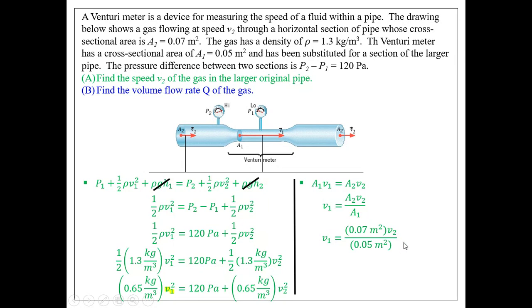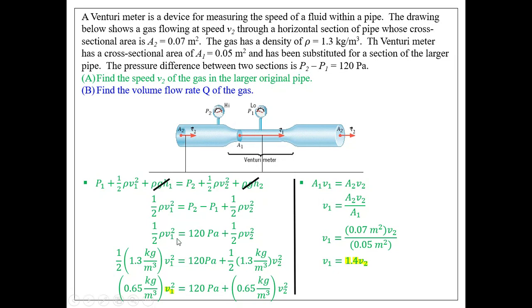V2 here is unknown. So as you can see now, I can rewrite V1 in terms of V2. So 0.07 divided by 0.05 will give us 1.4. The meter squared units here will naturally cancel out. So V1 is indeed 1.4 times faster than V2, which makes sense because as the gas goes through a narrow section of the pipe, it will speed up and drop the pressure, okay?